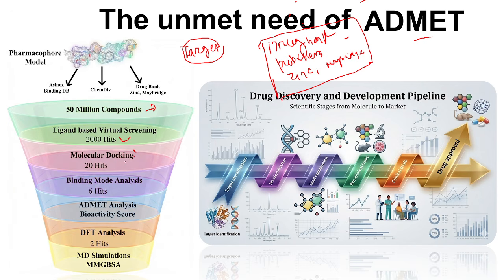After that, we perform molecular docking to screen out the drugs that do not match the need. Then we analyze the docking results. We analyze the hydrogen bonds and the hydrophobicity. After analyzing all those things, we find that six molecules are capable of going further. Then we go for the ADMET analysis, then the bioactivity, all those things we analyze. And finally, we have two hits, or we can say two lead molecules.